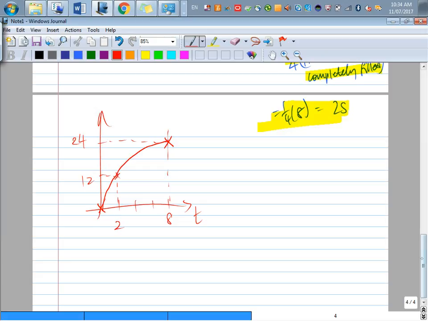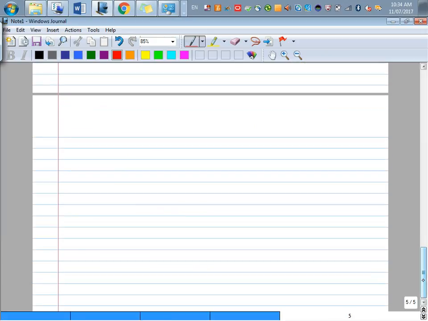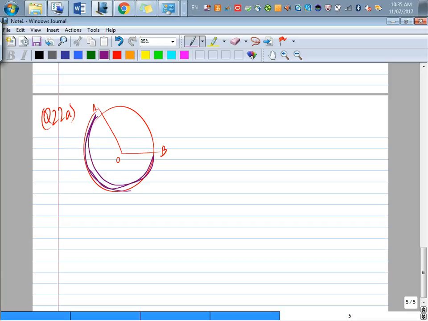The next question I'm going through is 22. A and B lie on a circle, center O, radius 10 centimeters. They gave you angle AOB is 2.3 radians. Find the length of the major arc AB. The major arc AB is over here, and they told us that this is 2.3 radian.